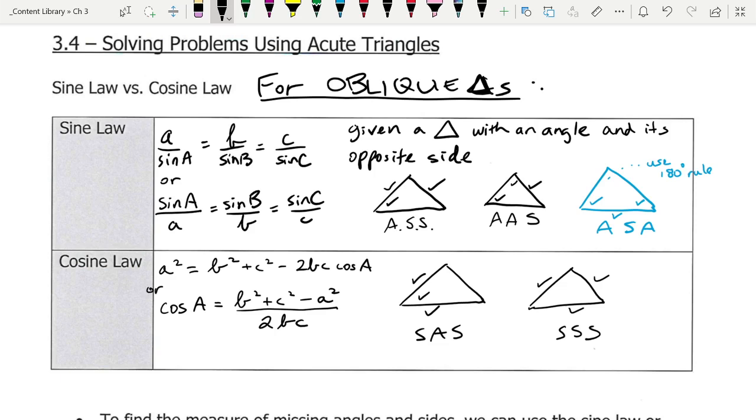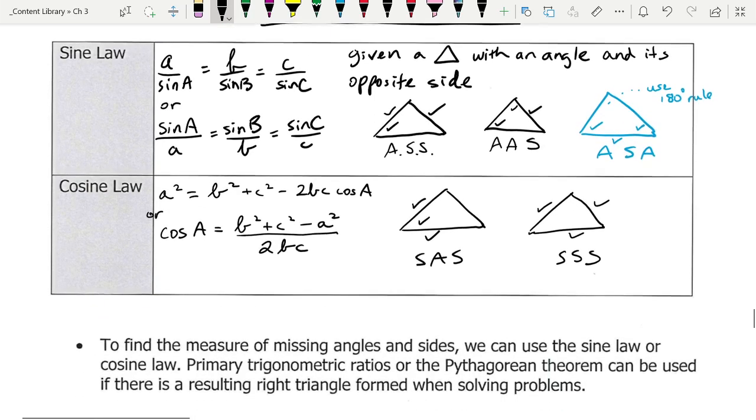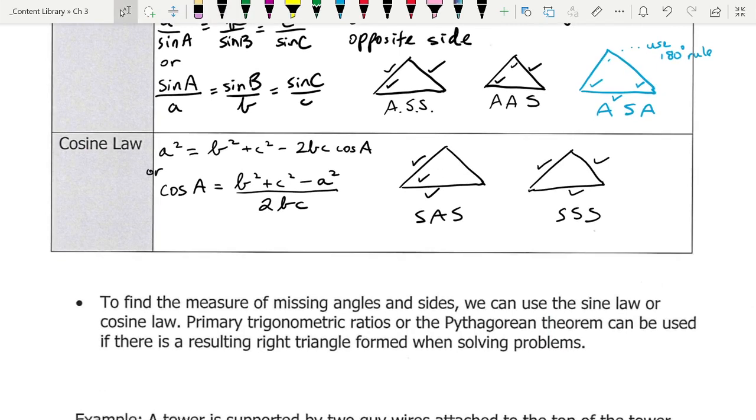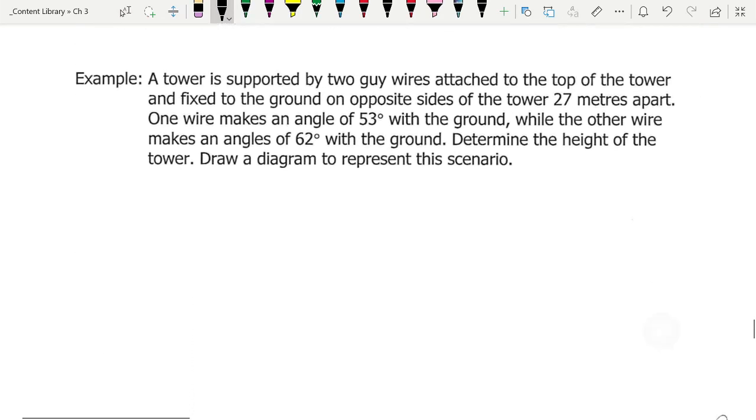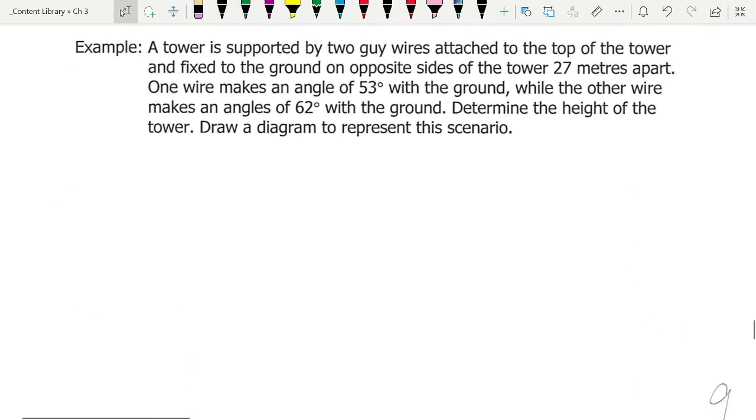All right. Now, to find the measure of missing angles and sides, we can use sine law or cosine law. Of course, if you have a right triangle when you're solving problems, you just go back to SOHCAHTOA and Pythagoras. So let's start with this example here. Oh, isn't that nice? They don't give me a picture. A tower is supported by two guy wires attached to the top of the tower and fixed to the ground on opposite sides of the tower, 27 meters apart.